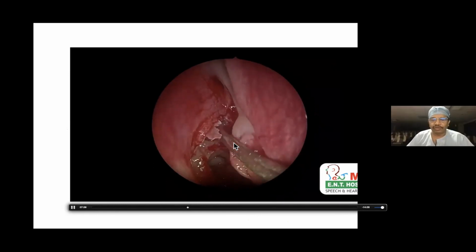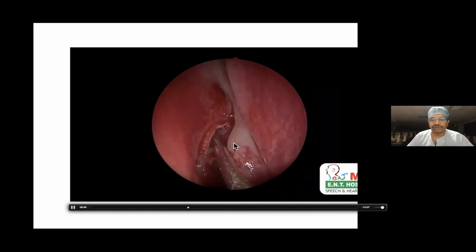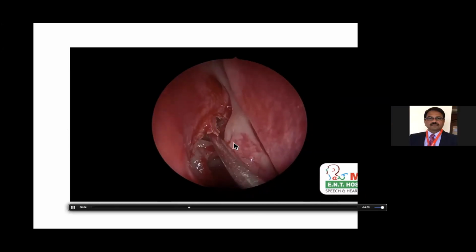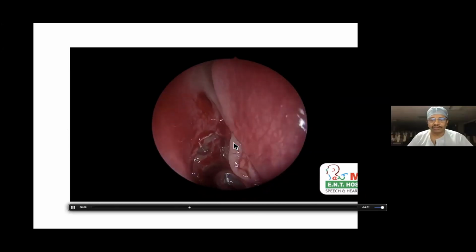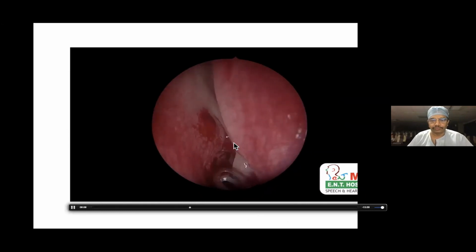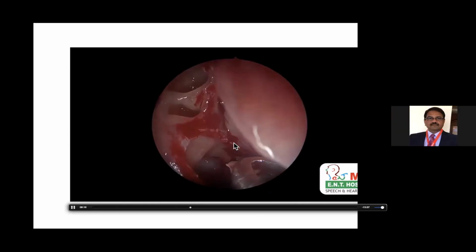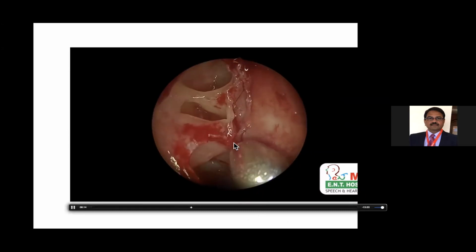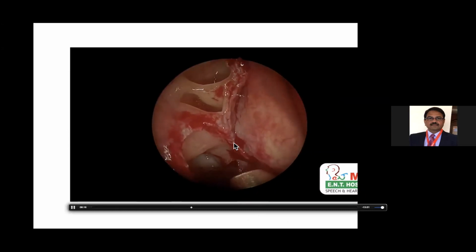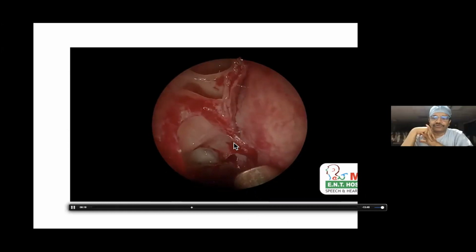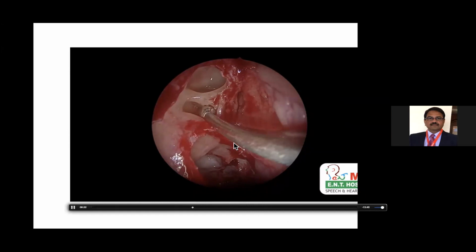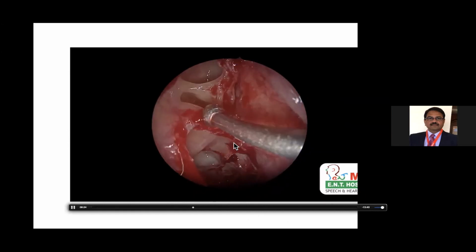So this is the agger nasi cell, whose bone I am removing. You're using a 70-degree scope. Yes, 70 degrees. One thing I want to ask you: a lot of juniors ask, how to master using a 70-degree scope? Sheep nose. Do a lot of practice on the sheep nose. Very important.